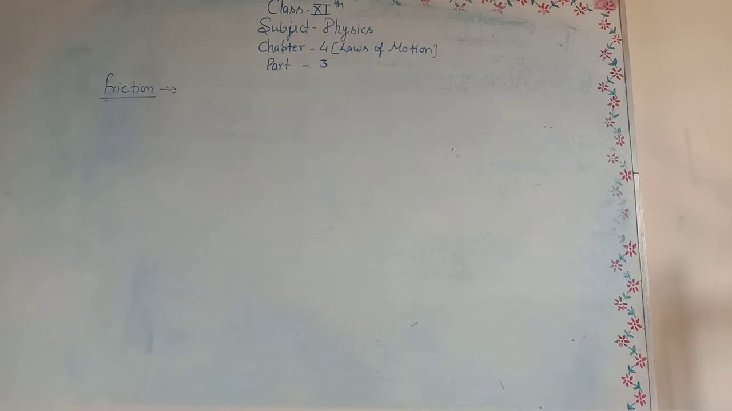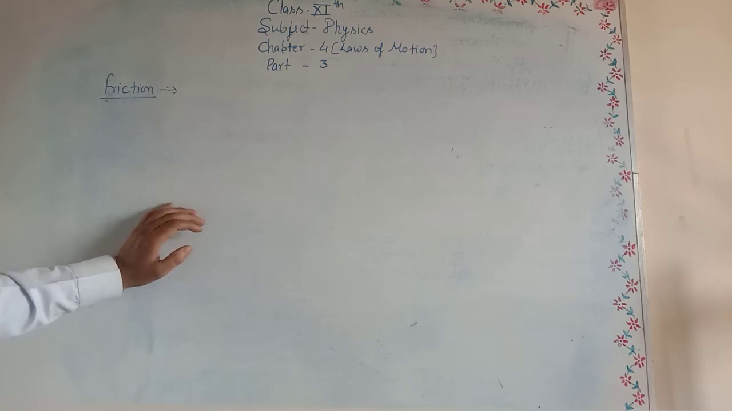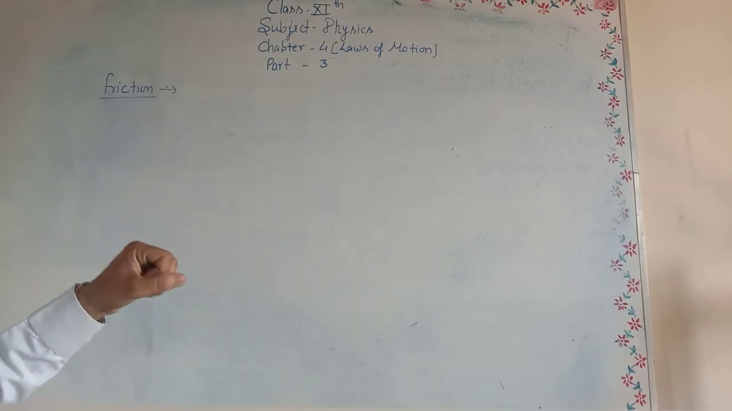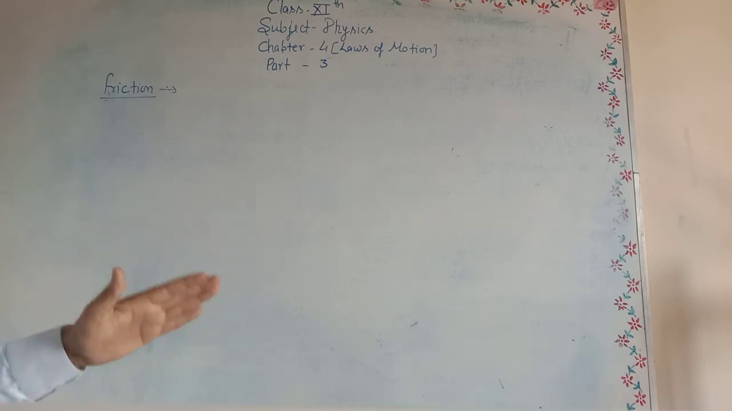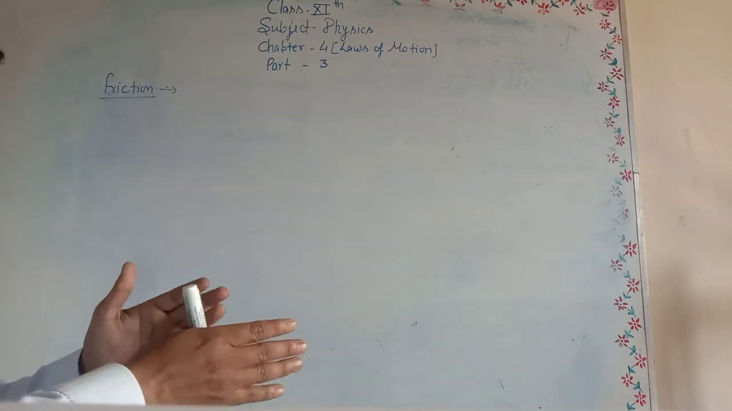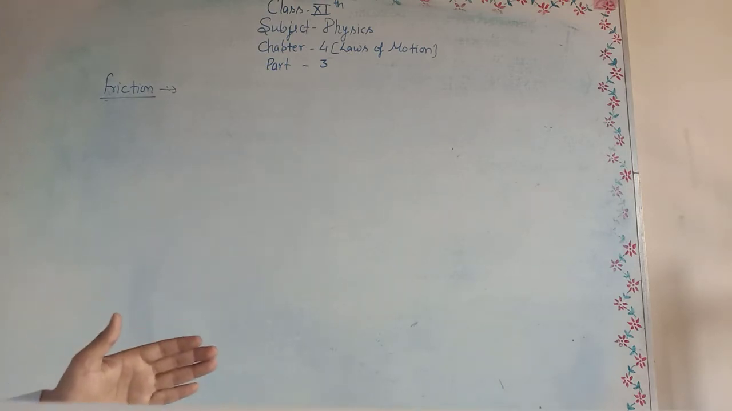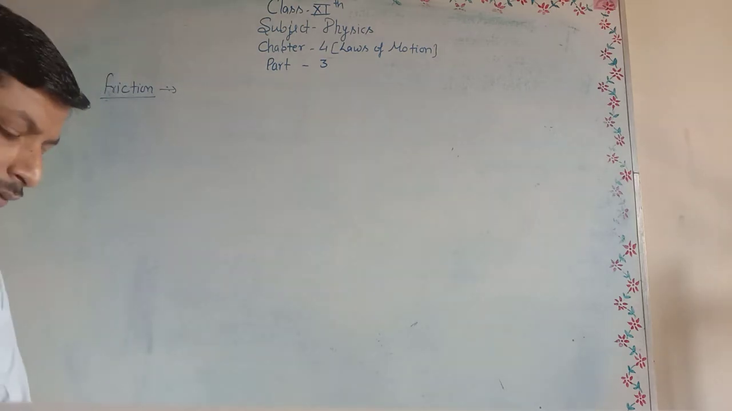The next topic, friction. Friction: whenever a body moves or tends to move over the surface of another body, a force comes into play which acts parallel to the surface of contact and opposes the relative motion. This opposition force is called the friction.